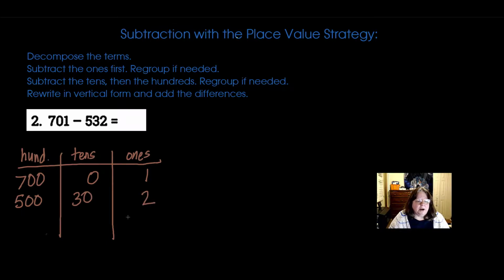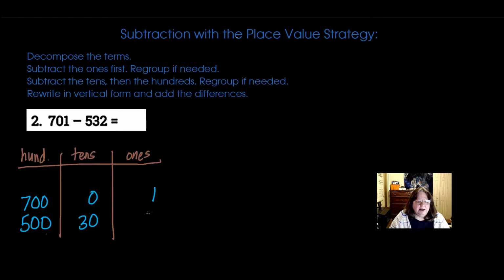Now I notice right off I should have left myself some room to regroup. So, not a big deal. I'm going to erase it. And this time I'm going to write it in a different color, and I'm going to leave room to regroup. So I had 700, 0 tens, and 1 one. I had 500, I had 30, my value for the tens, and I had 2.